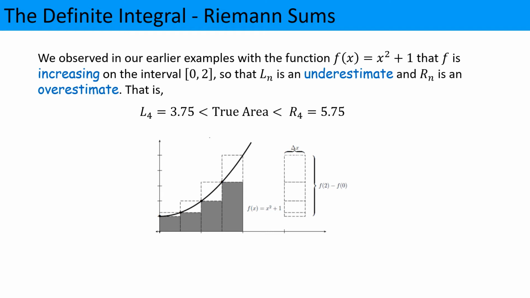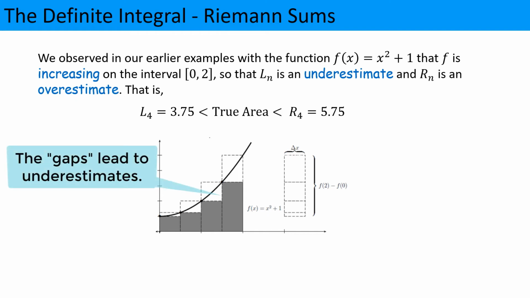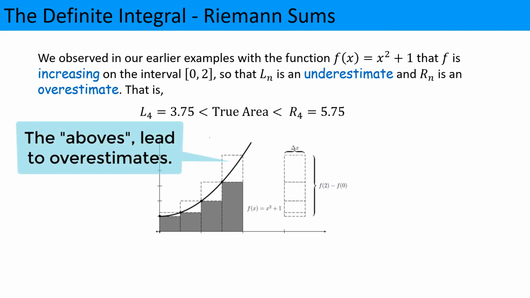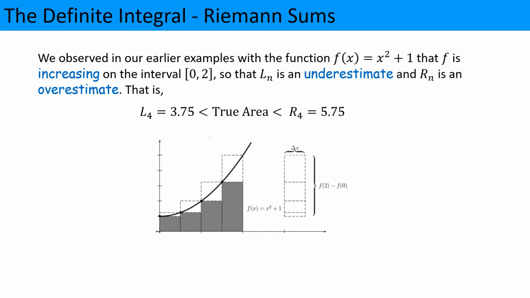We observed in our earlier examples with the function f of x equals x squared plus 1 that f is increasing on the interval from 0 to 2, so that L sub n is an underestimate. That is, if you use the left endpoint, you got some gaps not touching or going up to the actual curve, and R sub n is an overestimate. That is, you got some rectangles above the shape of the curve. And if you'll recall, L sub 4 was 3.75, R sub 4 was 5.75, and the true actual area is somewhere between those two values.